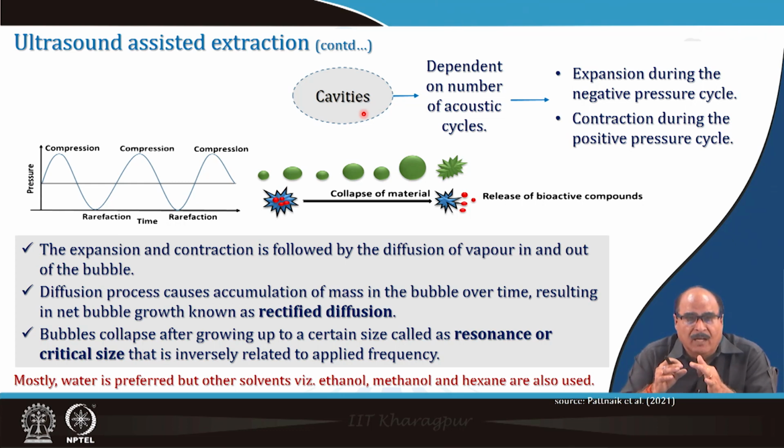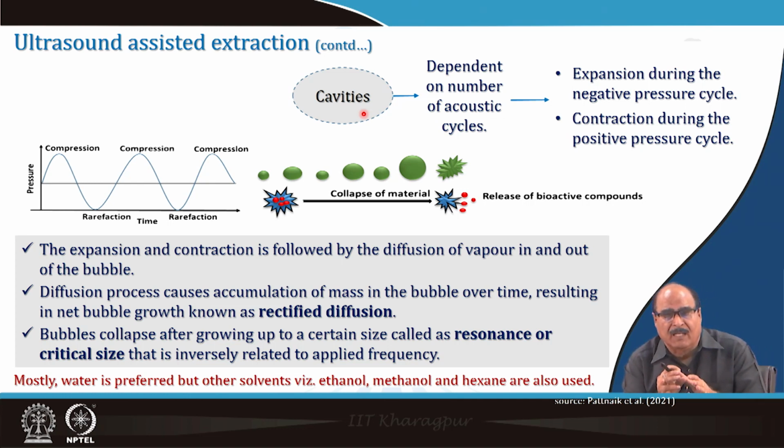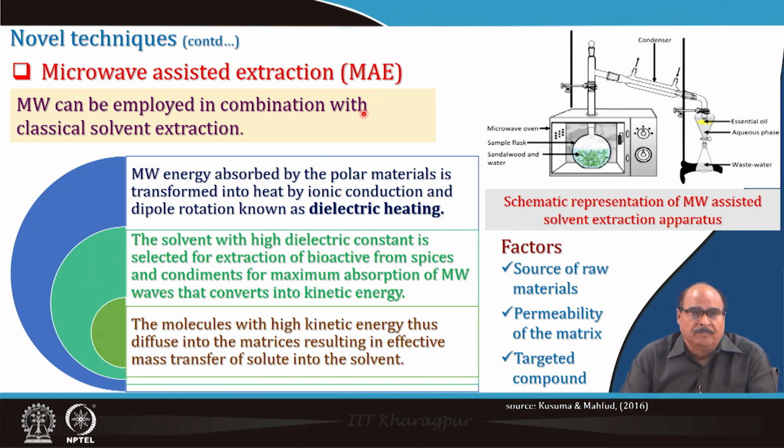The diffusion process causes accumulation of mass in the bubble over time, resulting in net bubble growth, which is known as rectified diffusion. Bubbles collapse after growing to a certain size, called the resonance or critical size, and that is inversely related to the applied frequency. Mostly water is preferred, but other solvents like ethanol, methanol, hexane, etc. can also be used in ultrasound assisted extraction.